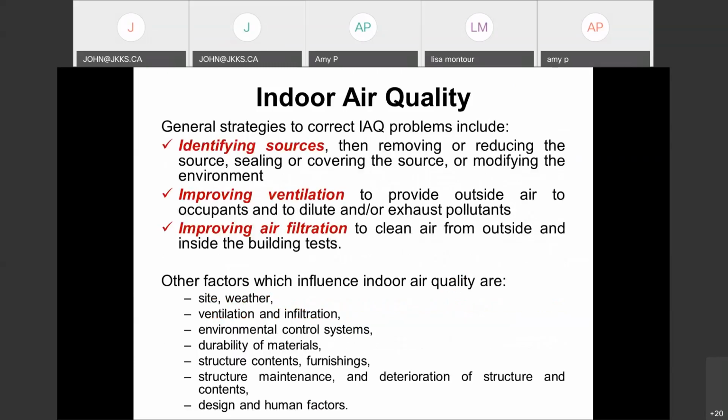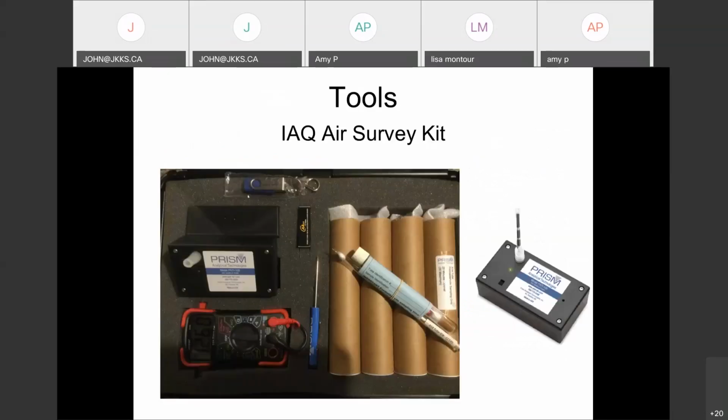Again, some strategies: identifying the source, improving ventilation, improving air filtration. Again, I like to throw in some more photos. Okay, here's another toolkit that I use. It's called the IAQ, Indoor Air Quality Air Survey Kit. What you see here, basically ignoring this, is just a meter to check the operation of this. So it's really just a voltage detector.